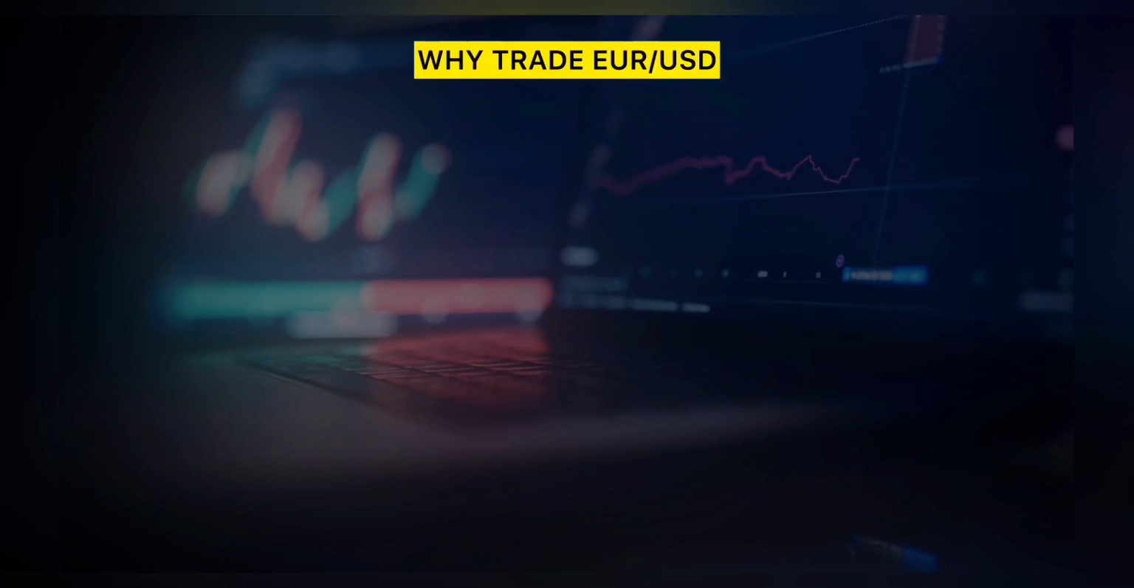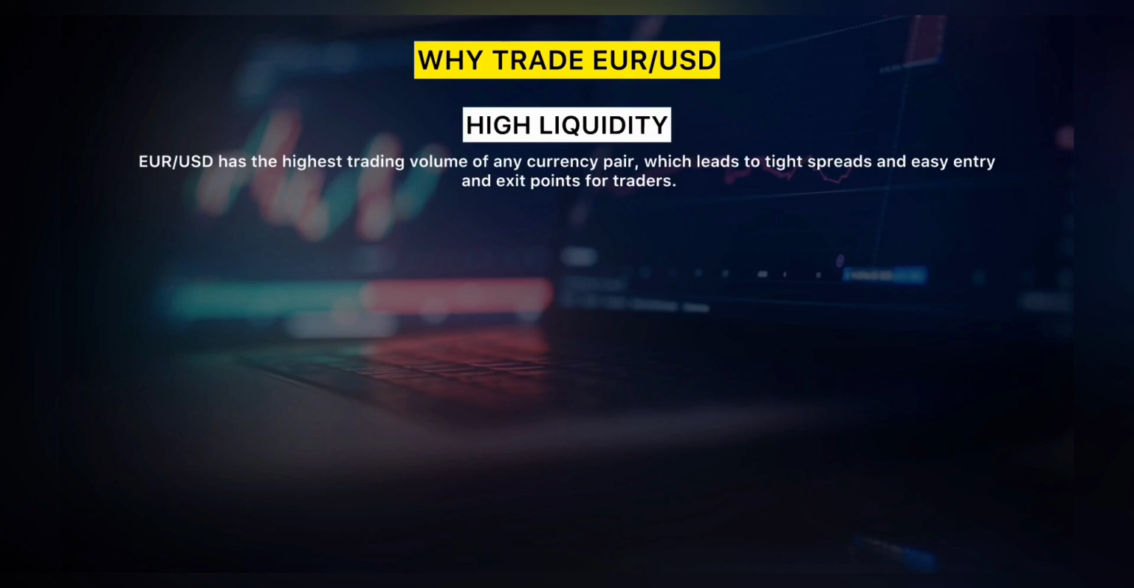Why trade euro to US dollar? High liquidity. Euro to US dollar has the highest trading volume of any currency pair, which leads to tight spreads and easy entry and exit points for traders.